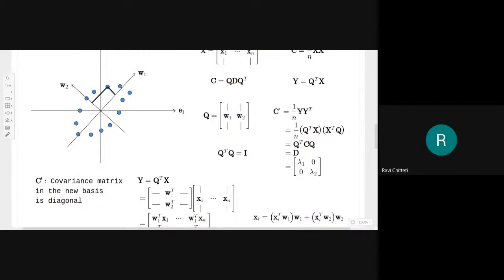Can I ask a question? The lambdas, the diagonal, has always been variance. I always have the variance. Yeah. So what covariance is removed, then what?